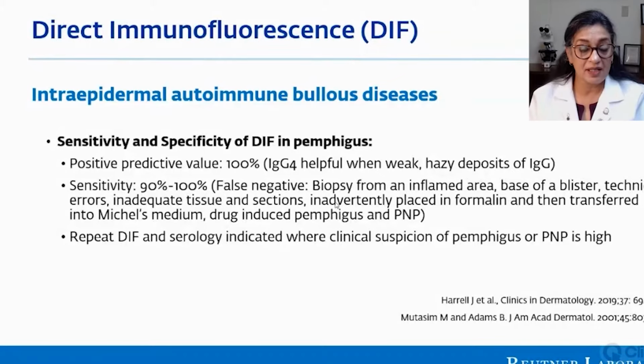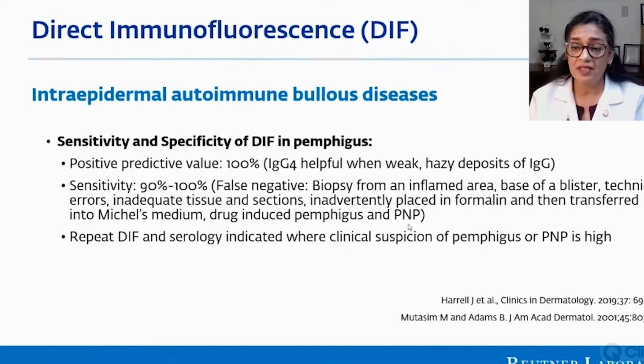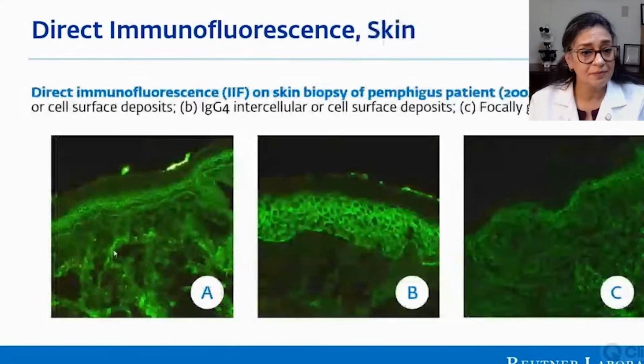False negative results can sometimes be seen if a biopsy is collected from an inflamed area or from the base of a blister, or if there are technical errors. Sometimes if the tissue is inadequate and the deposits are focal, we may miss them, so a repeat biopsy is advised. Or if the biopsy has been placed in formalin and then transferred into Michel's before being sent to a lab. Sometimes drug-induced pemphigus and PNP can also be negative for DIF, PNP because of extreme necrosis in the tissue and lichenoid changes. And in this case, a repeat DIF and also serology is indicated.